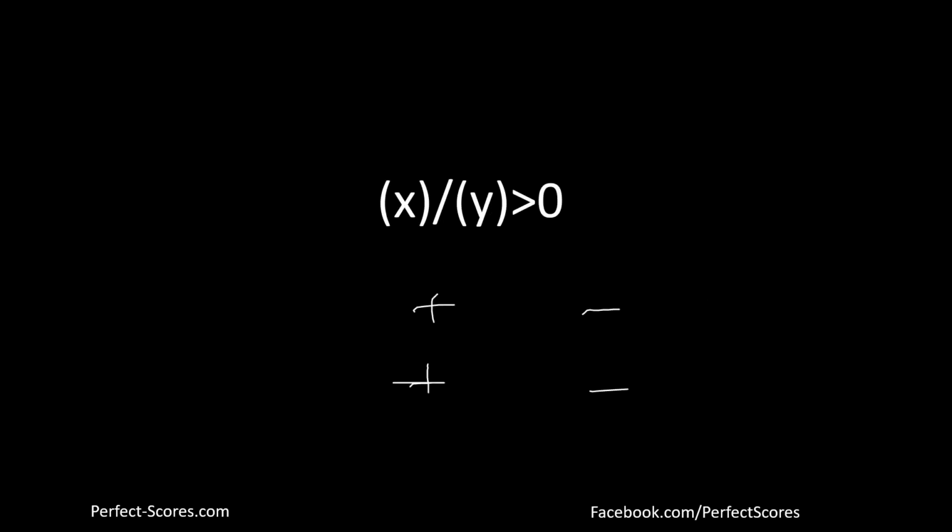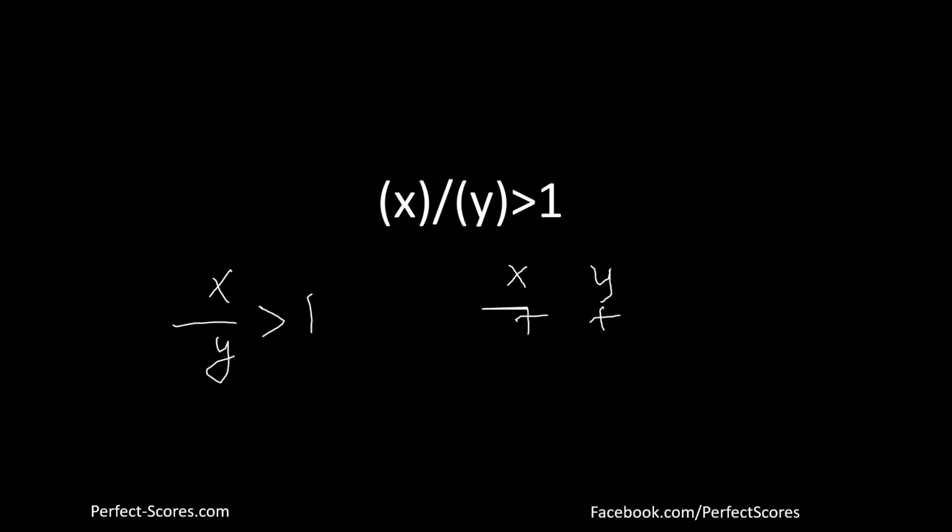If you see x over y greater than 1, that means either x and y are positive, and in that case x is actually greater than y, or both of them are negative. In that case, x is less than y. Right? So if x over y is greater than 1, then these are the two things that come out of it. Okay? All right. Why don't you guys do this question?